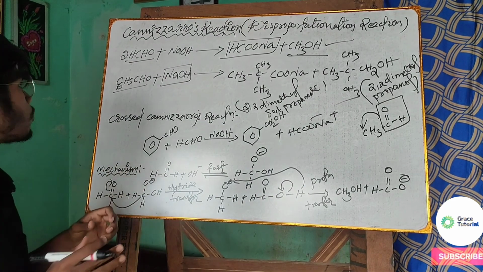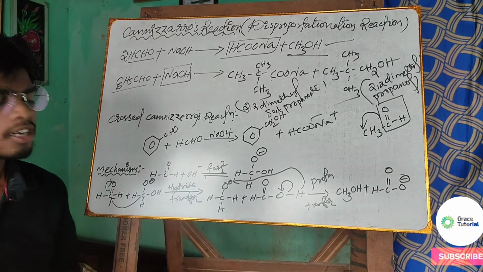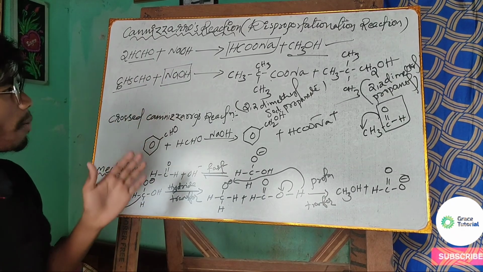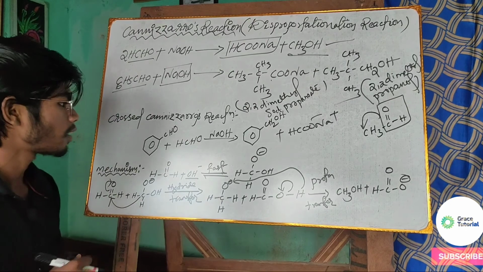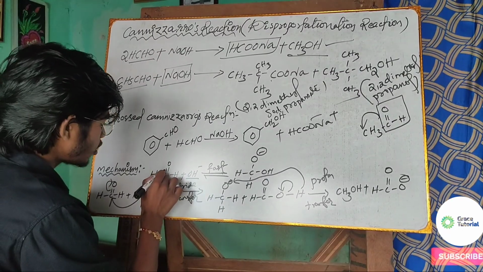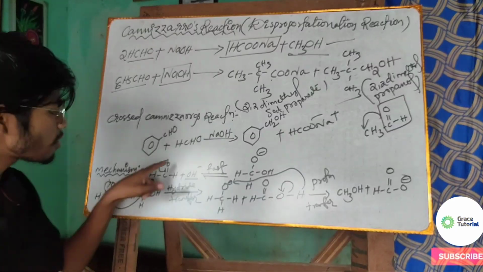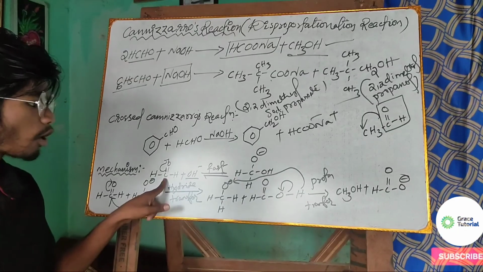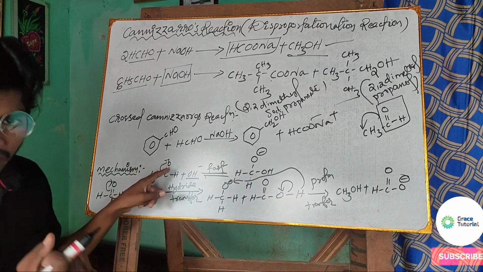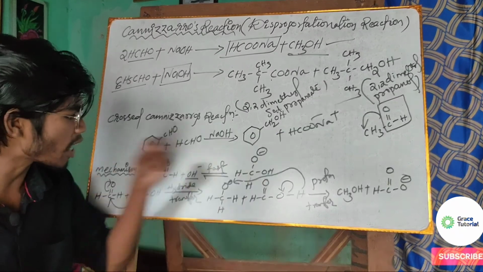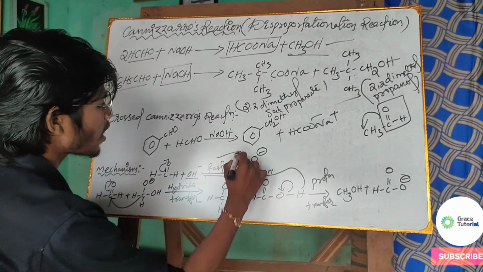But what is the mechanism of the reaction? Suppose I have formaldehyde. When formaldehyde reacts with sodium hydroxide, it reacts with OH minus. You know that the shared pair of electrons will be attracted more towards the oxygen atom, since oxygen is highly electronegative compared to the carbon atom. Since the shared pair of electrons is attracted towards itself, there is a formation of a negative charge. This reaction is reversible as well as fast.